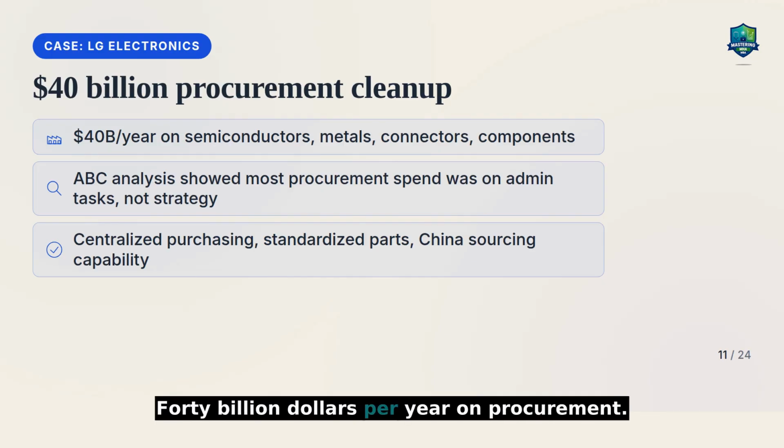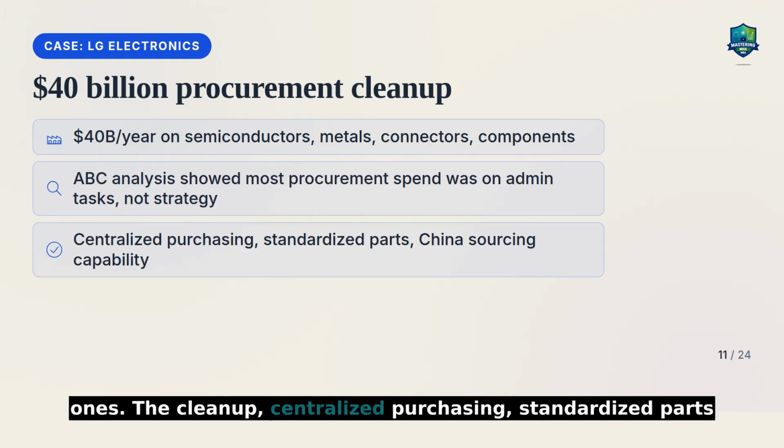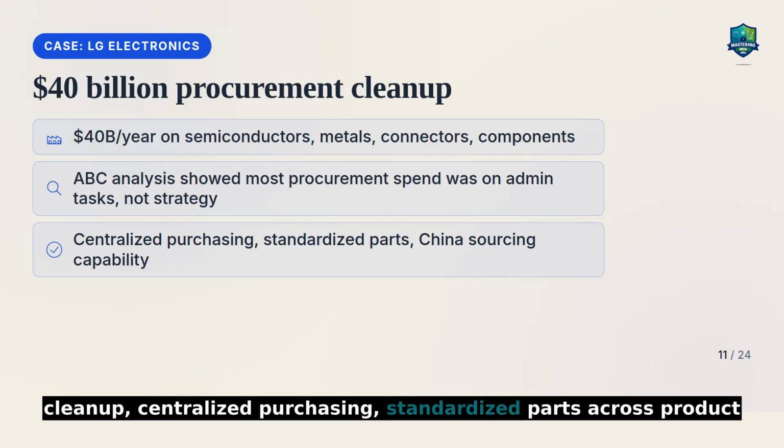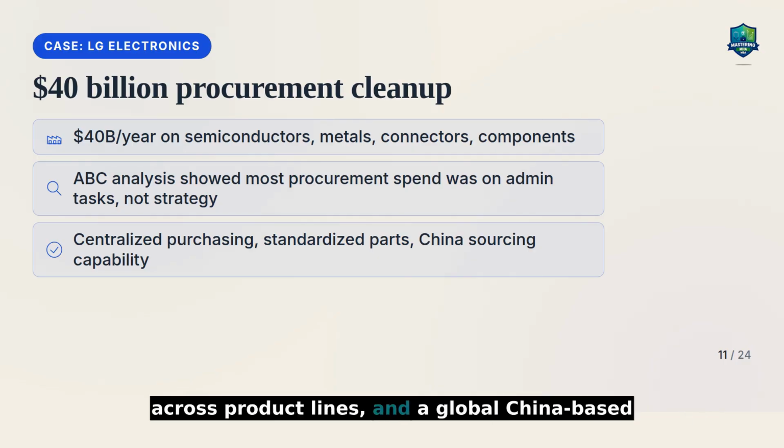Real-world case: LG Electronics. $40 billion per year on procurement. Their first chief procurement officer ran an ABC analysis and found most procurement spend was going to administrative tasks, not strategic ones. The cleanup: centralized purchasing, standardized parts across product lines, and a global China-based supply capability.